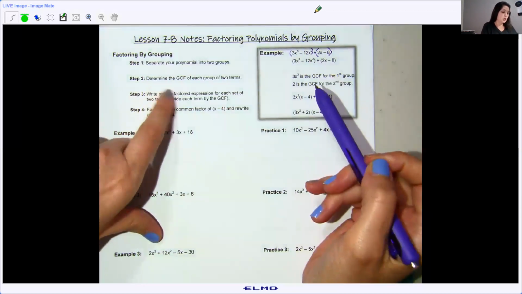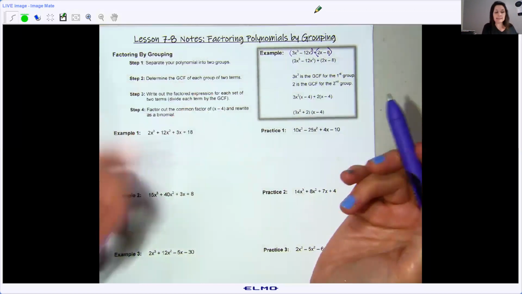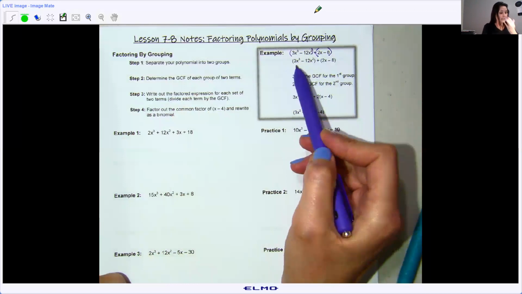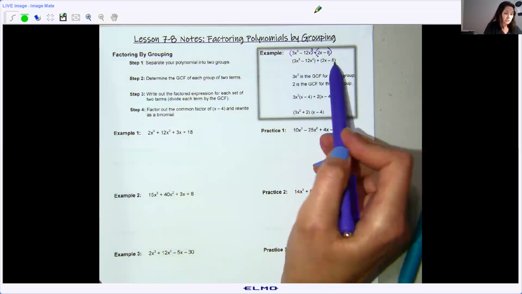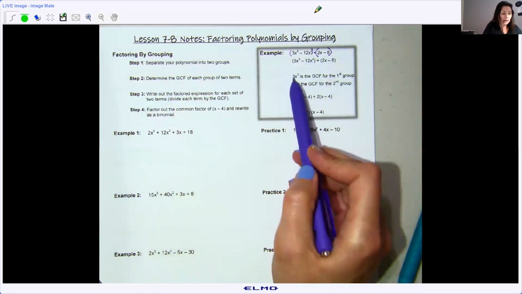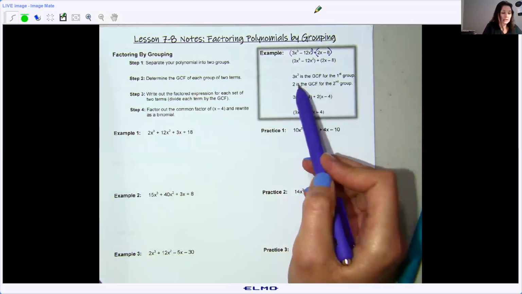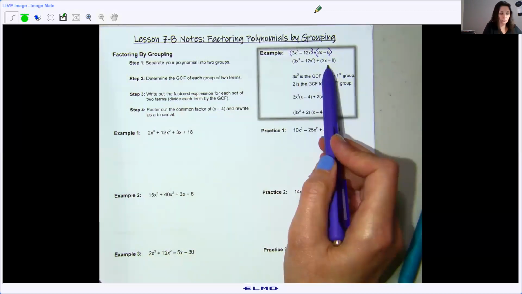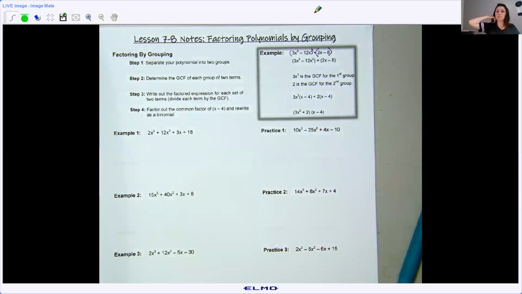Step number 2, determine the GCF of each group of terms. Well, we just did that in our last lesson. Okay, so we have these 2 groups of binomial, 2 groups of terms here. And in looking at this one, we could see that 3x squared is the greatest common factor for this first term, and 2 is the greatest common factor for the second set of parentheses. So how does that work?